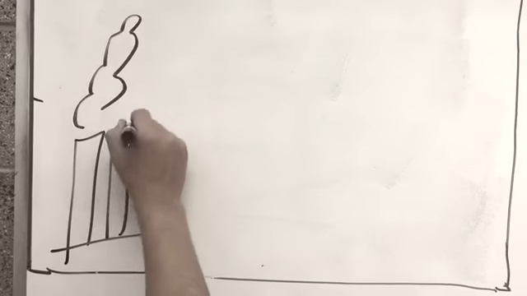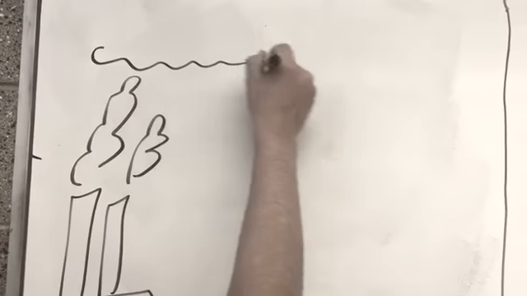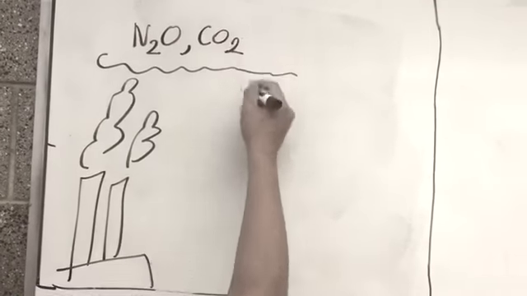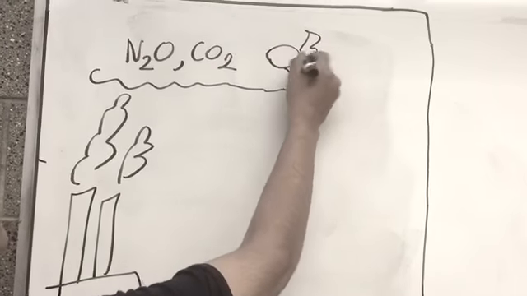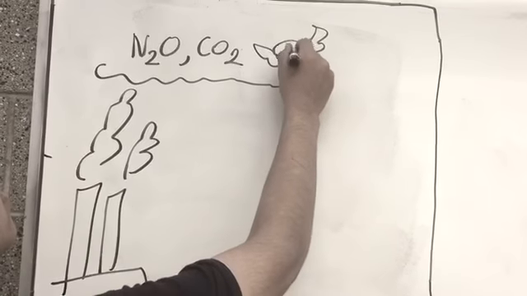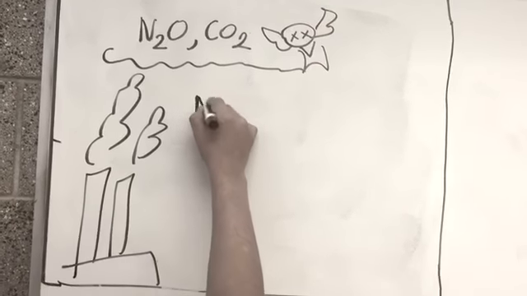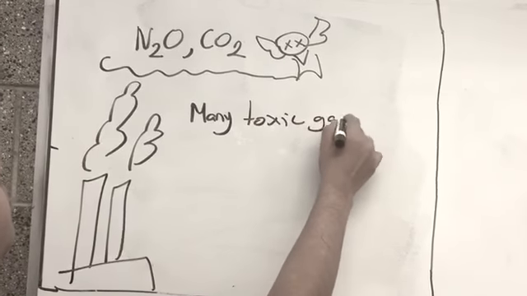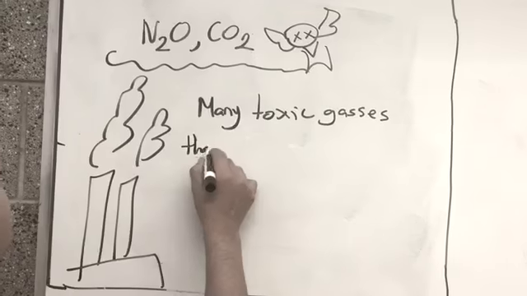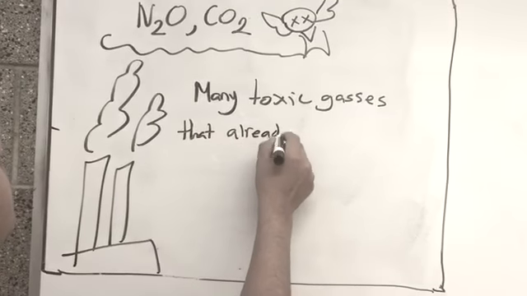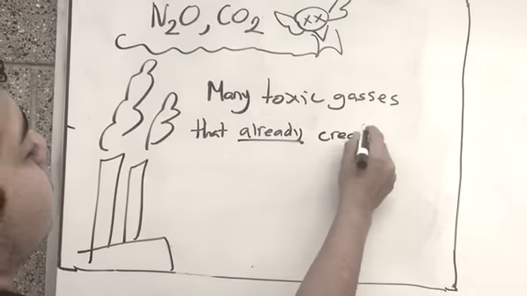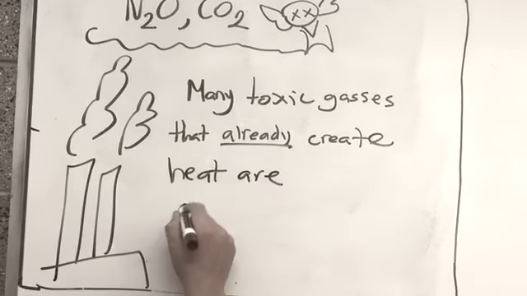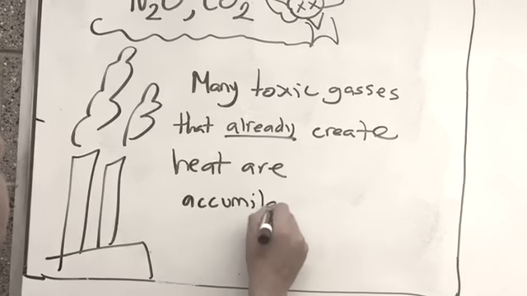Later, the factories, as you can see drawn above, are filling the atmosphere with N2O and CO2, causing many birds or any flying animals above the clouds to suffer from toxicity and many toxic gases that already create heat and are accumulated.